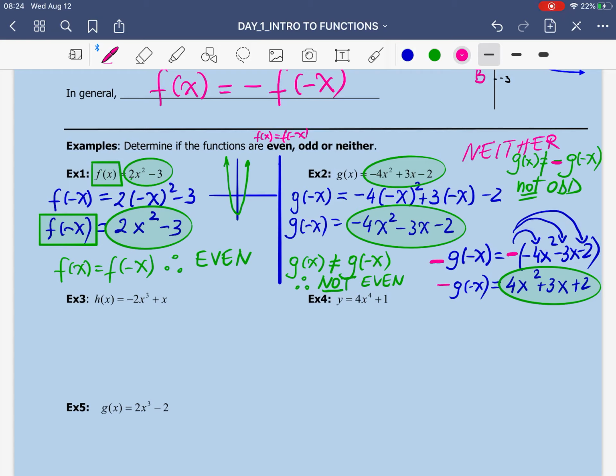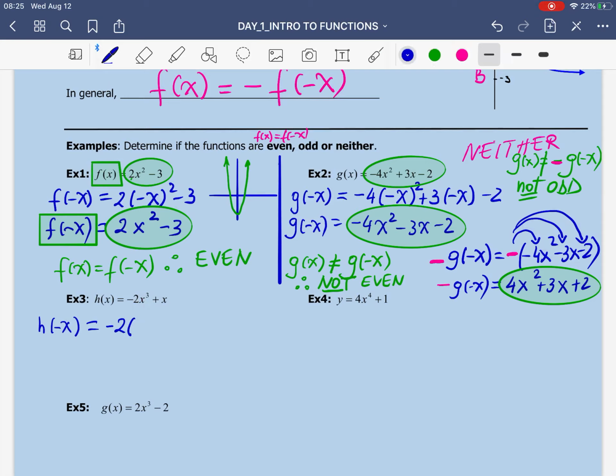So moving on to the next example, we have h of x equals negative 2x cubed plus x. Again, as I mentioned before, we are going to start with h of negative x. So we're replacing x by negative x as indicated in function notation. On the right side, wherever we see x, we'll replace it with negative x.